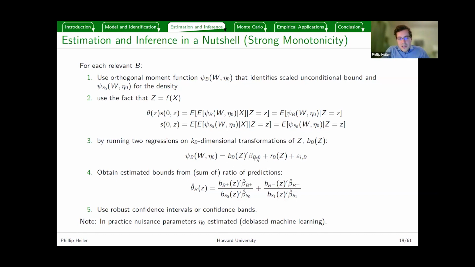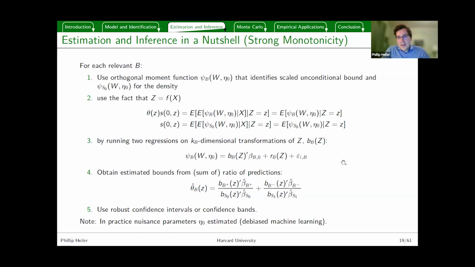So at the end of the day, what you get is a linear projection part, and then you get an approximation error, and then some error that does not vanish. And then you just use essentially predictions from multiple of these models and construct the empirical analog to the ratios I showed earlier. And then based on that, you can use the robust confidence intervals that I'll talk about in a minute.